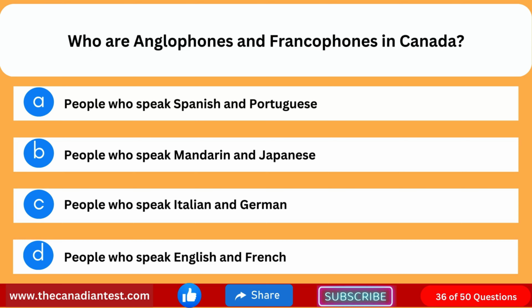Who are Anglophones and Francophones in Canada? Option A: people who speak Spanish and Portuguese. Option B: people who speak Mandarin and Japanese. Option C: people who speak Italian and German. Option D: people who speak English and French.